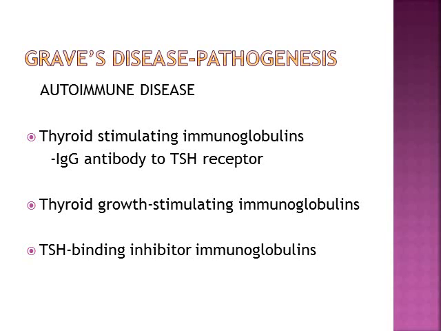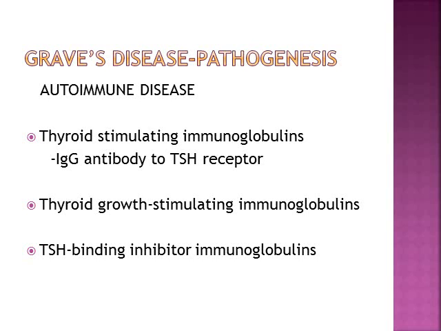These patients with Graves' disease secrete autoantibodies against TSH receptors. One type of autoantibody is called thyroid stimulating immunoglobulins, which are nothing but IgG antibodies. The second type is thyroid growth stimulating immunoglobulins, which stimulate the follicular cells to proliferate more.